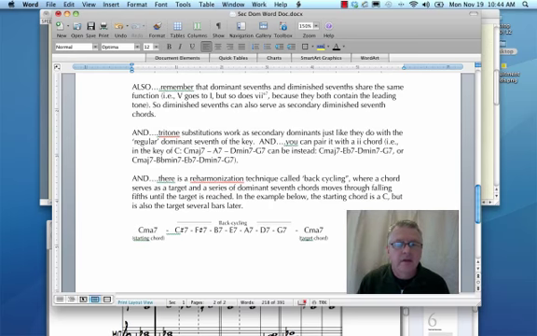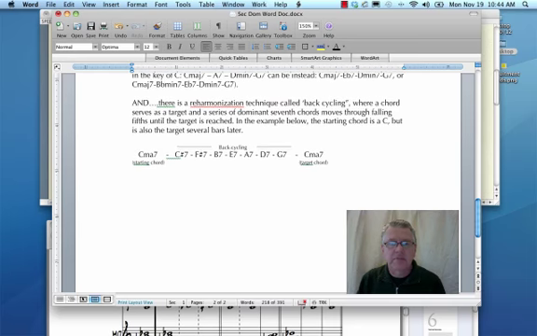Okay, finally, there's a reharmonization technique that we call backcycling, where a chord serves as a target and a series of dominant sevenths go through the falling fifths until the target is reached. So in the example below, if we had a C major seventh for a beginning chord and an ending chord, we could get to the C major seventh by simply going through a whole series of dominants. And you can see what I've done is I've gone up a half step from the C to the C sharp 7, and then going around the circle gets us to C again. So it sounds like this.